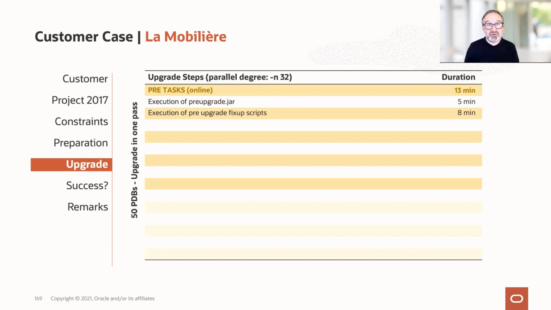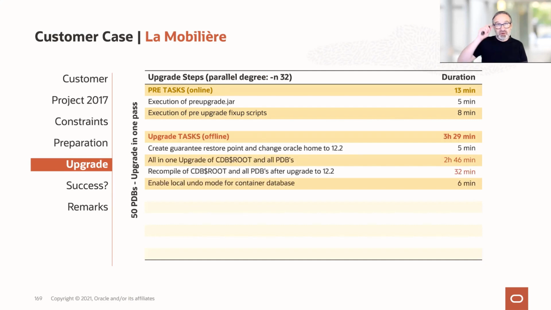So pre-tasks with preupgrade.jar, and then the fixups, 13 minutes. Then the upgrade itself, now with -n 32, create a guaranteed restore point, 5 minutes, then the all-in-one upgrade, 2 hours 46, and 32 minutes for the recompilation, and then another 6 minutes to enable local undo, because as we said before, local undo is so important on 12.2.